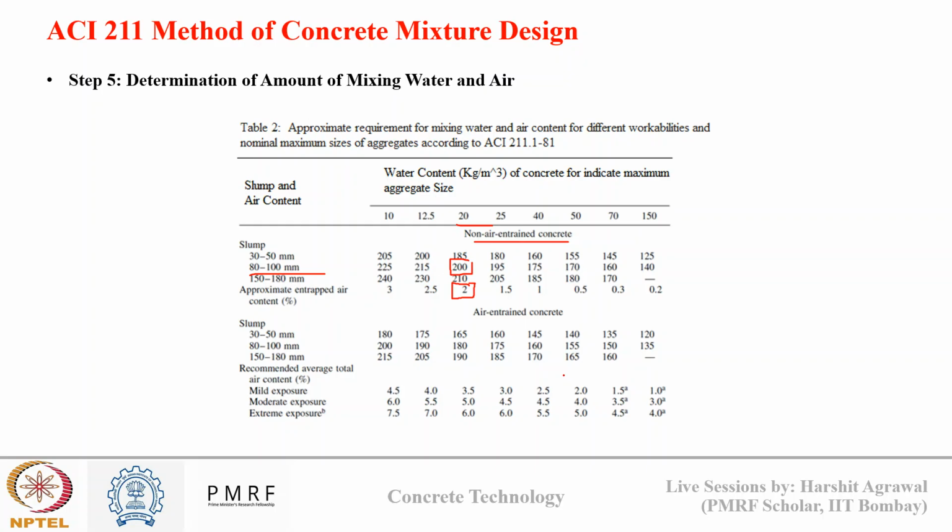Now suppose I want to prepare an air entrained concrete with the same slump demand and same maximum aggregate size, and my condition is extreme for freeze and thaw action. Then the code says that I need to take a water content of 180 kg per meter cube, and I need to assume air entrainment of 6%. Now how to fix this 6% in concrete? For this, we will use air entraining admixtures that we discussed a few weeks ago. So this is how we read this table 2 of ACI 211.